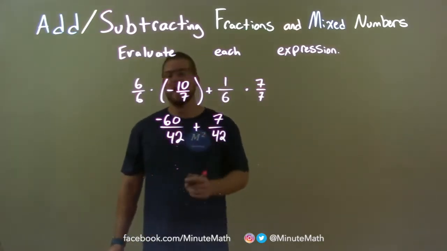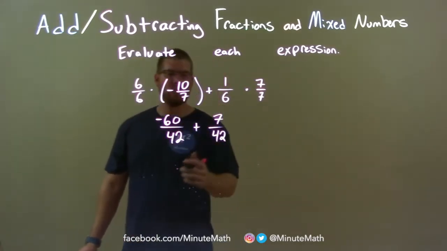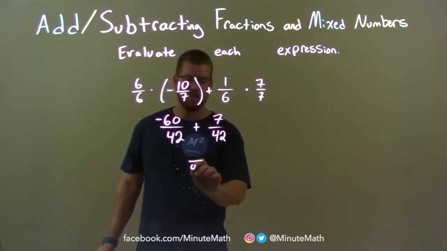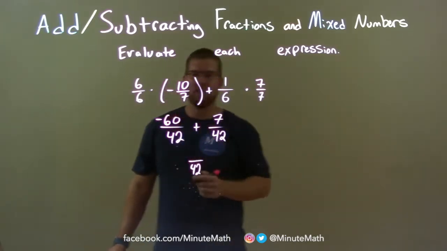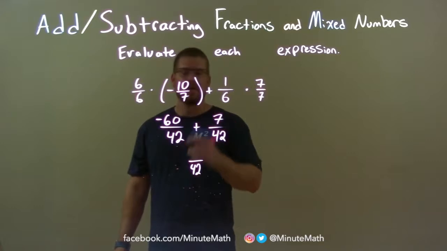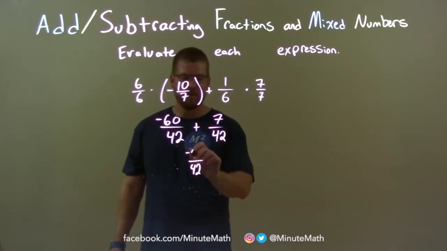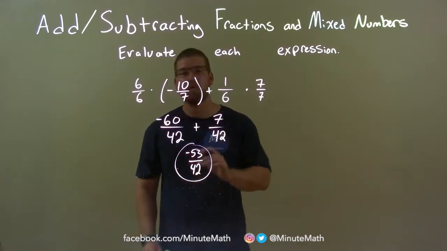So now that we have the same base, we can combine these two numbers and keep the base the same, always 42, and look at the numerator. Negative 60 plus 7 is just negative 53, and so our final answer here is just negative 53 over 42.